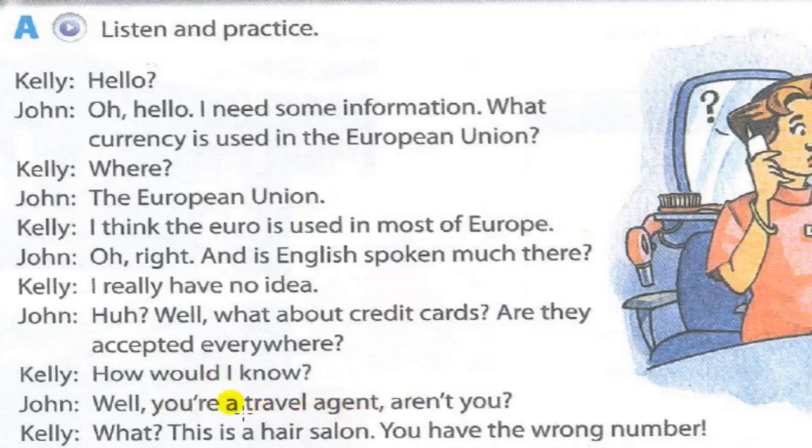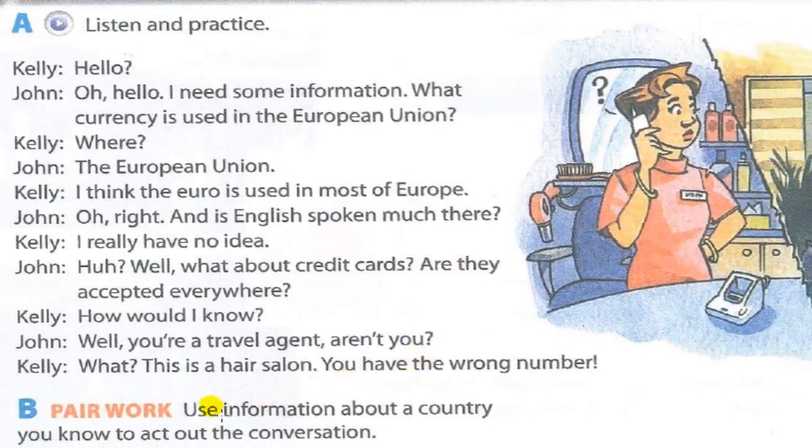A travel agent. So the man is thinking that he's calling a travel agency. A travel agency gives you information about countries, makes hotel reservations, and arranges tours for tourists, trips for tourists. What? This is a hair salon. You have the wrong number. The wrong number, false number. This is not the correct number.